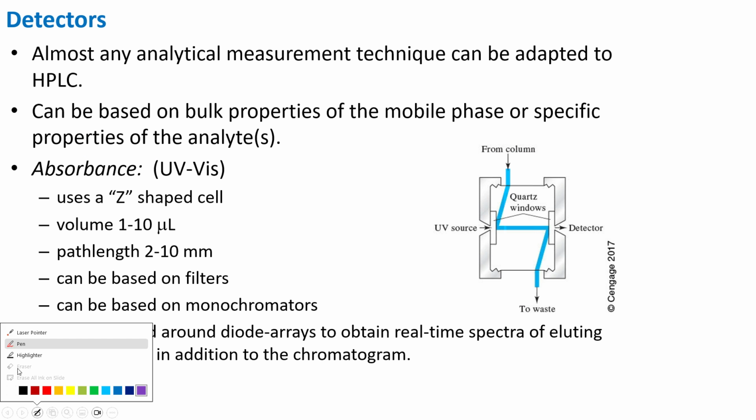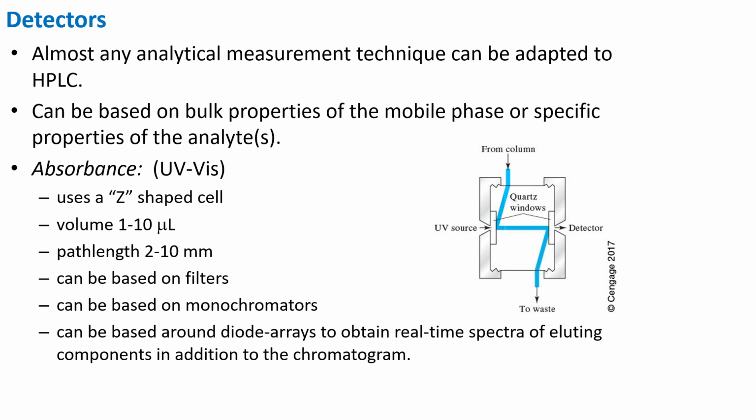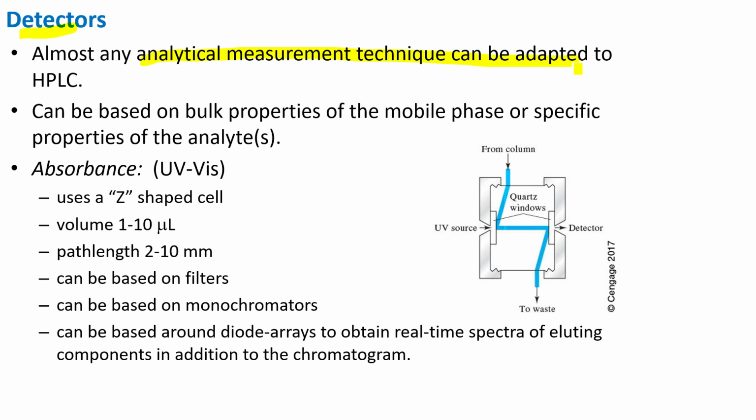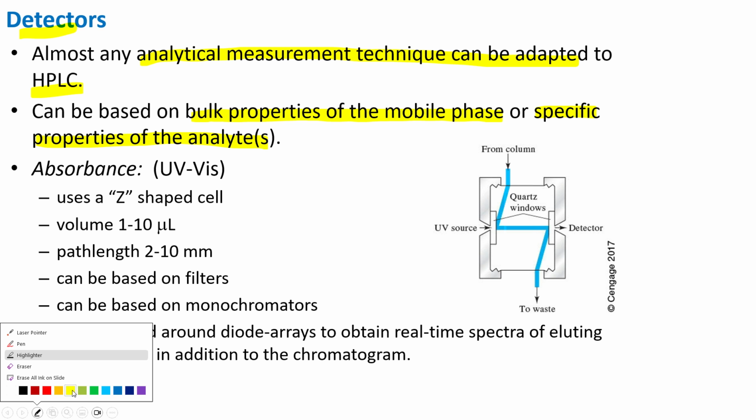Okay, what can we use for detectors? For detectors, anything imaginable. That's the short of what it comes to. Almost any type of analytical technique can be adapted to HPLC. They can be based on bulk property detectors, or they can be very specific to the analyte. Bulk property would be something equivalent to, in GC, the thermal conductivity. So we have a detector that works like that. I'll talk about that in a moment. More commonly, they're based on properties of the analyte. So let's cover some of those types of things.